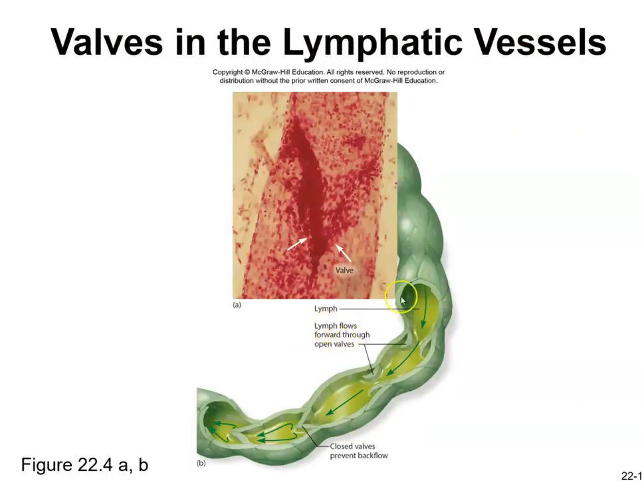All right, so here's the valves in the lymphatic system. Looks like a little P, right? But here's the valve. It's a one-way valve. So the valves close just like in veins to prevent bad backflow.